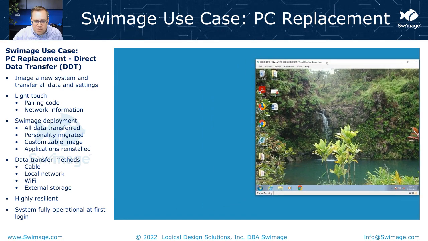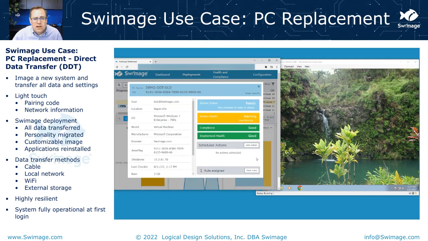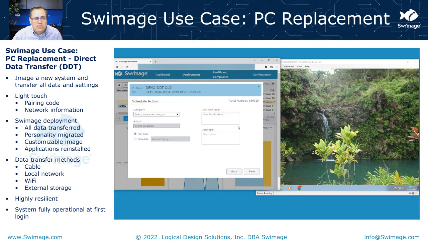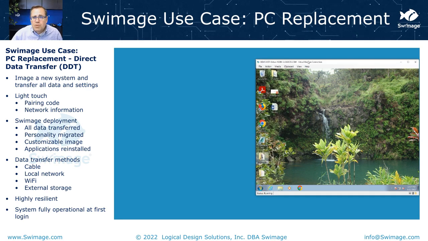So I'm going to layer them on top right now, and I'm going to go back to the Swimage console. And I'm going to go to my old machine. And what I want to do here is kick off an action in my deployment. I'm going to say I want to transfer data. Okay. Again, this can be done also self-service. So the users, with a little bit of instruction, can kick this off themselves. It's a pretty easy process to do, not a problem.